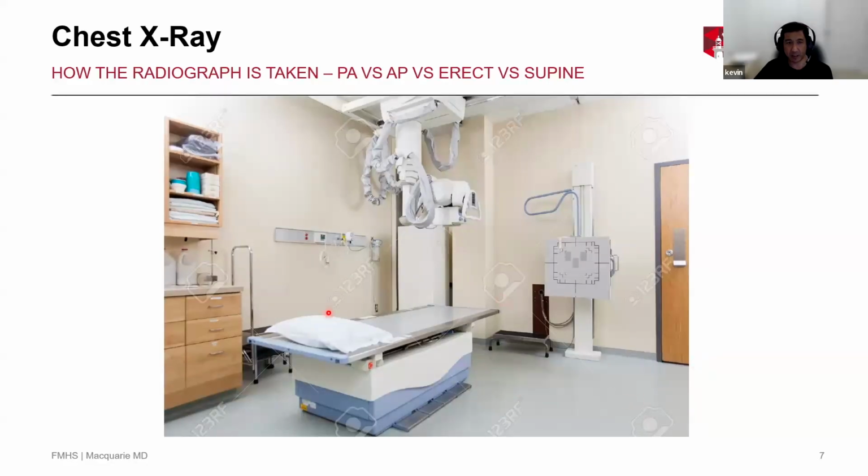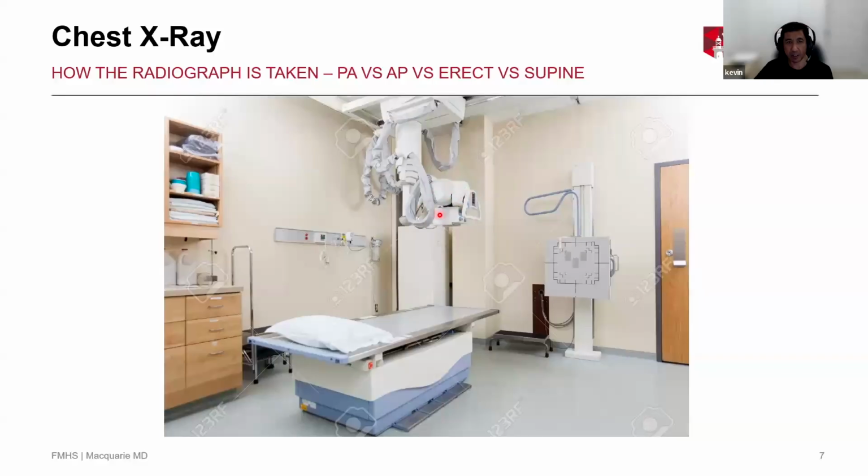Most of you would have seen one of these. There's the X-ray source here. Now, I'm just discussing this a little bit because how we image things depends on where we're going to get the signal from, or the source of the image.